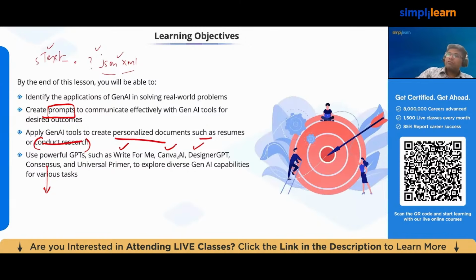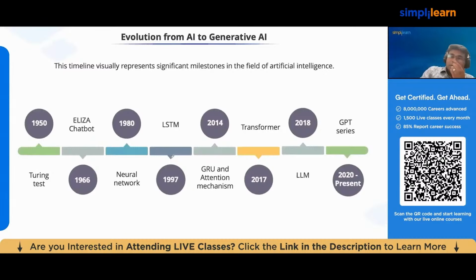Let's say Canva AI is basically for designing, and Designer GPT is for designing your websites, and Consensus and Universal Primer are for education, research, or something like that. So we will see the practical implementations of all these utilities and tools, and we will write prompts, and I will tell you how you can interact with these systems. So let's see the evolution of AI to generative AI.